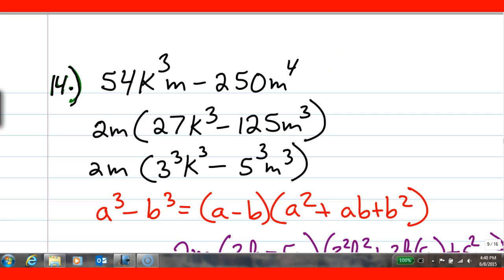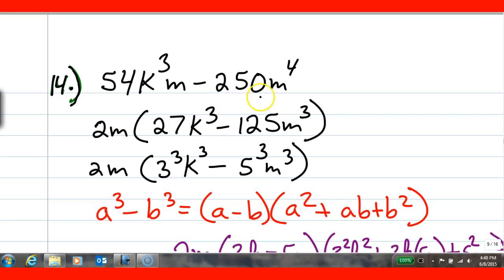First thing I'm going to do is look for the greatest common factor. The 54 and the 250 are both even. That means that a 2 will divide out. So I'll divide out a 2. With the 2, I'm also going to take an m because they both have at least one m in common. So 54 divided by 2 leaves me with 27. Then I divide the m into the m, and that cancels the m's down to a 1. So I'm left with 27k to the third minus.